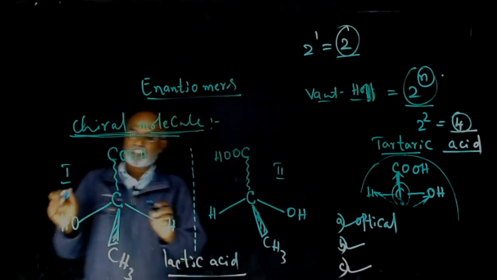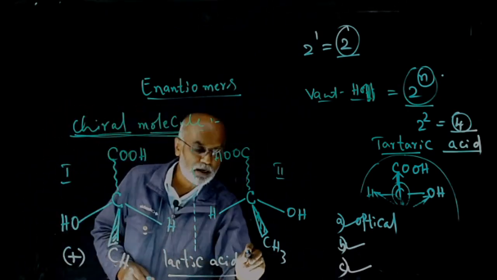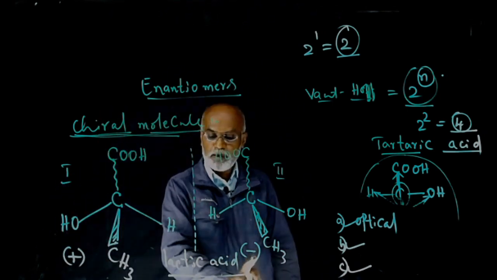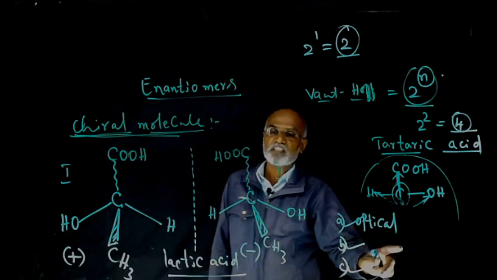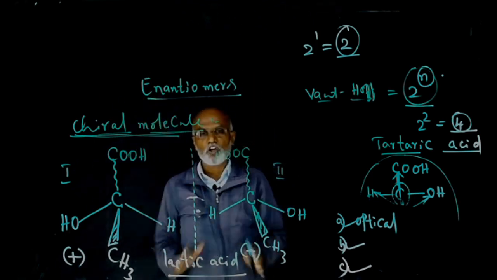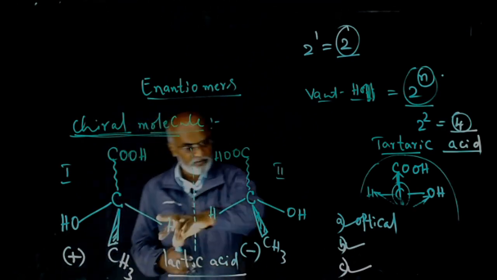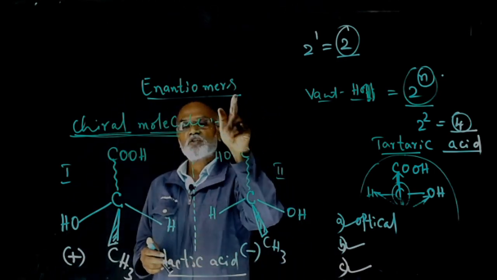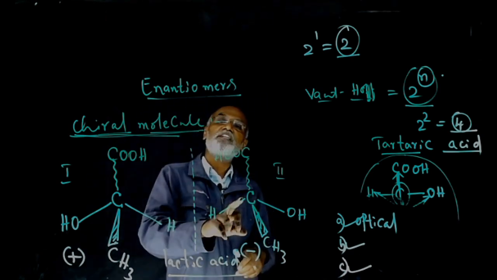Now, let me take structure 1 as dextrorotatory, which is denoted by a plus sign, and structure 2 as levorotatory, which is denoted by a minus sign. Plus lactic acid and minus lactic acid are examples of enantiomers because they are optical isomers related with each other as an object and mirror image, and they are non-superimposable on one another. Any two compounds or molecules which satisfy these three conditions are called enantiomers. So the simple example: plus lactic acid and minus lactic acid are examples of enantiomers.